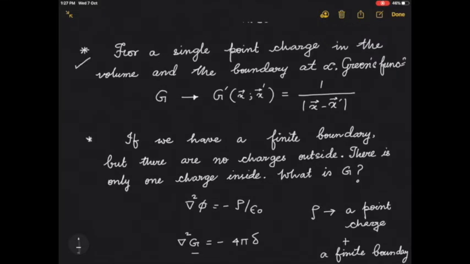In this, so what is the difference between these two cases? One is here, the other is here. In the first case, I have a point charge, but my boundary is at infinity. I have calculated the G, which is essentially the potential for that point charge, everywhere in the space. In the second case, my boundary is finite, but then still there is only one point charge. You have just chosen the boundary to be finite, which includes that point charge.